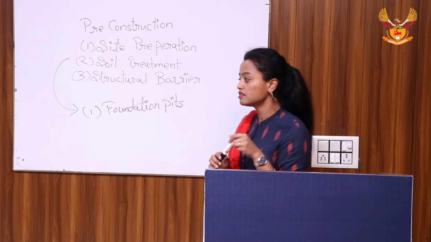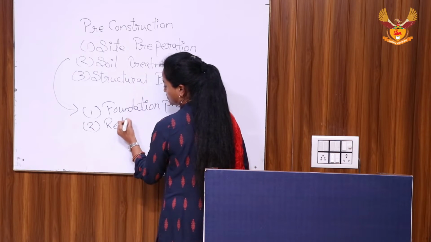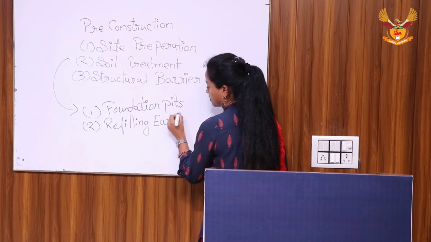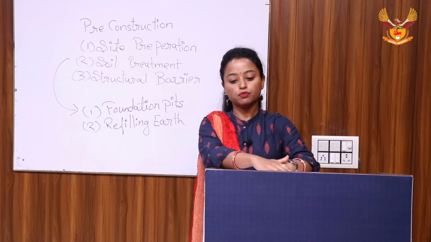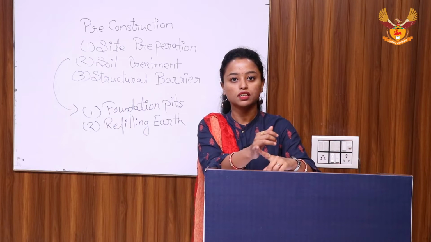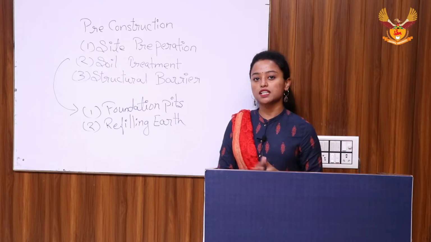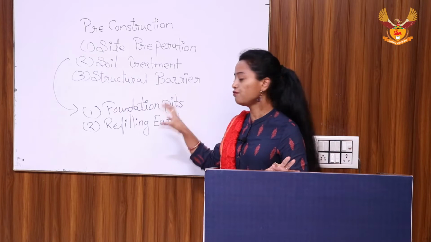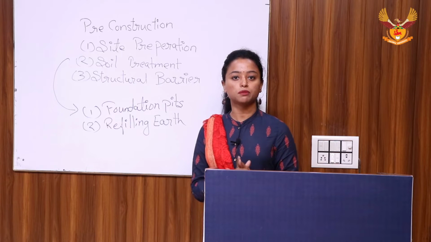The second one is refilling earth. After placing the foundation, we have to refill earth with the help of that emulsion that is rich in DDT, aldrin and BHC and chlordane. With the help of these insecticides, we put the refilled earth near the foundation pits to avoid the entrance of termites in that area.